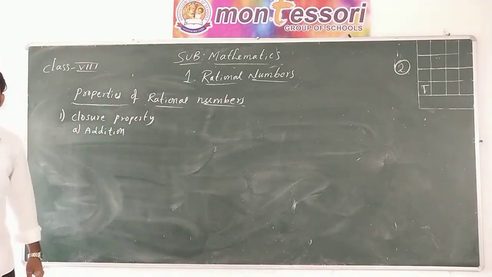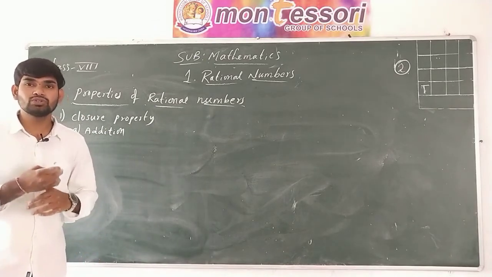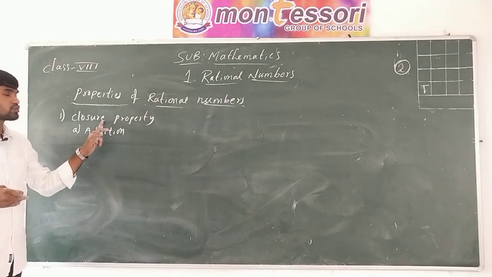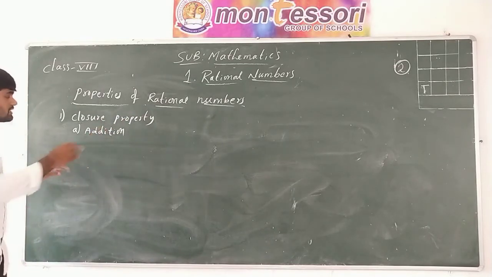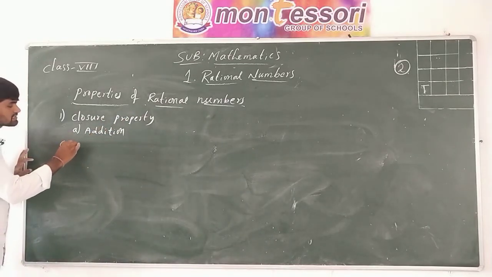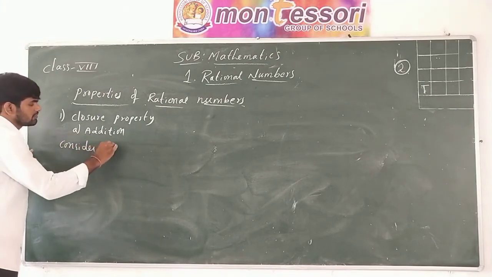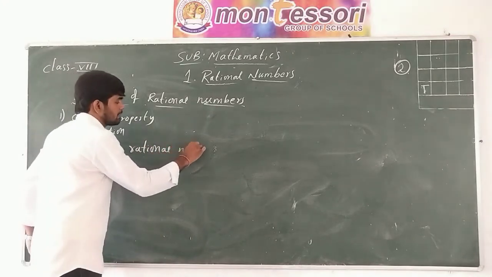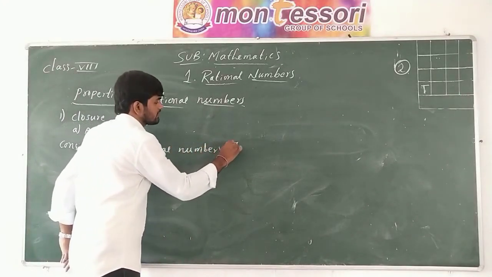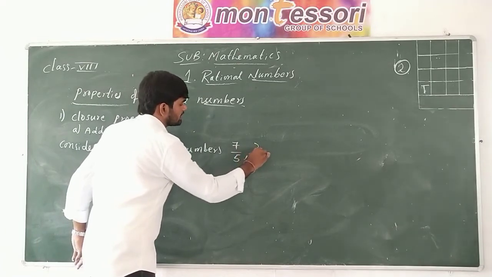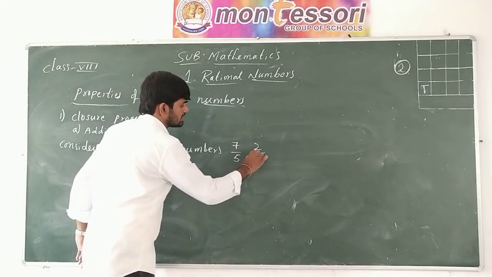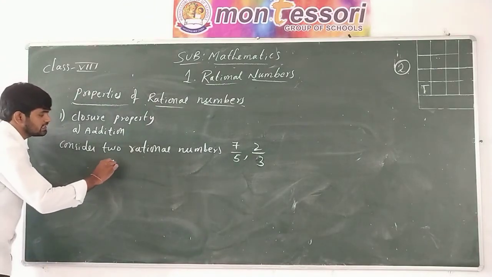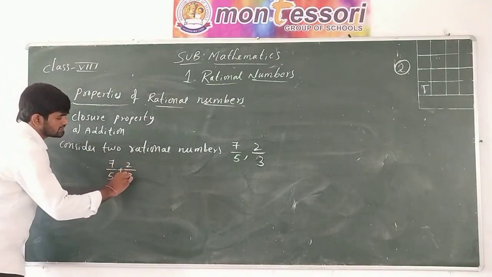Now what does the closure property say? The sum of two rational numbers is also a rational number. We can say that the rational numbers satisfy the closure property under addition. Further, let us consider two rational numbers, that is 7 by 5, other one is 2 by 3, let us say. Now let us add both these rational numbers. What is the result you are going to get? Let us see. 7 by 5 plus 2 by 3.